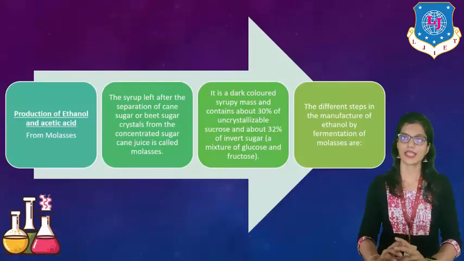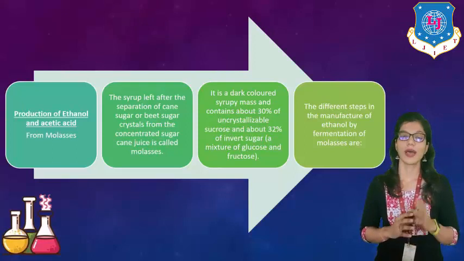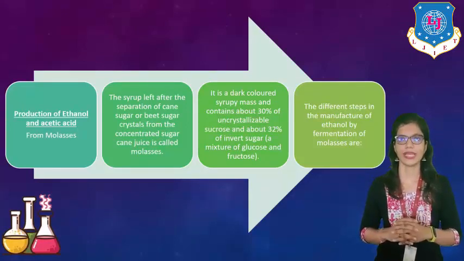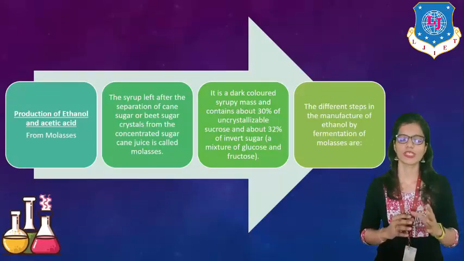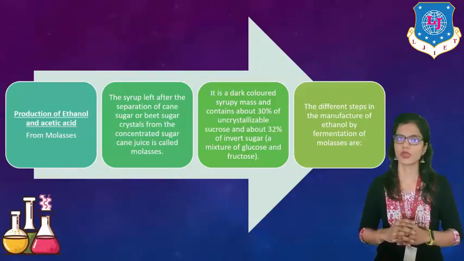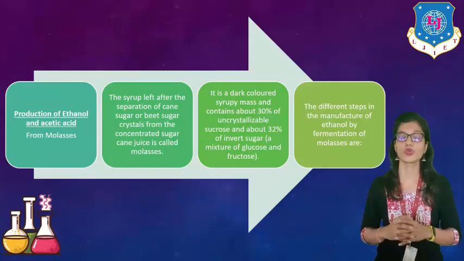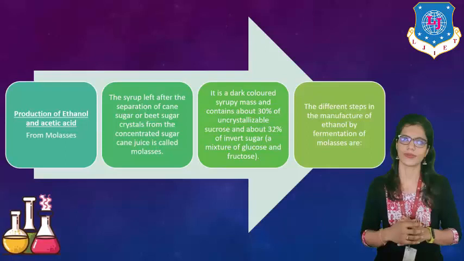Now, let's take the examples of all these things here. The first is production of ethanol and acetic acid. Production of ethanol and acetic acid is generally possible through the fermentation process only. For that we can use different resources, but here we are going to use molasses. We will have an example of molasses, and see how from molasses we can produce ethanol.